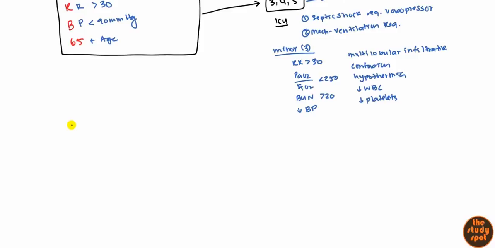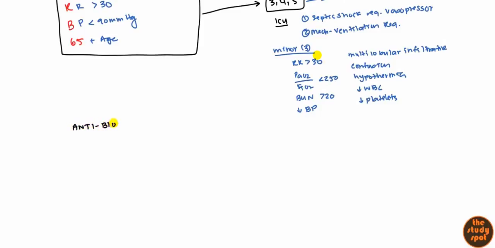But again, what they generally say with these criteria is you still want to use your clinical judgment. This is just one part of it. You don't want to just blindly follow these. You do want to use clinical judgment. If they don't meet the criteria, but you still really feel the patient is sick, you still want to go ahead and admit. So keep that in mind.